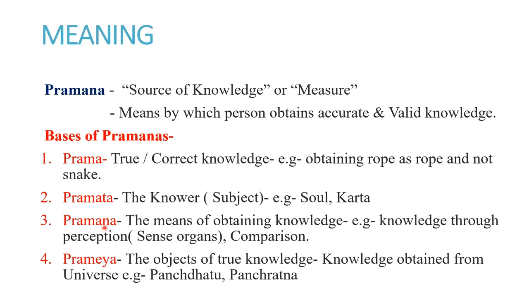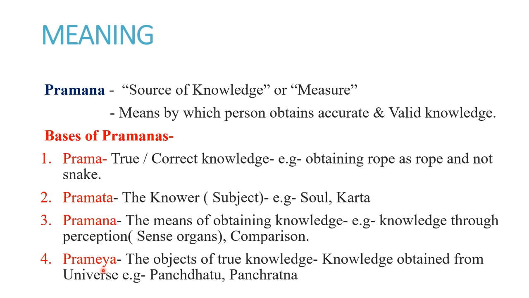Third is Pramana. Pramana means the means of obtaining knowledge, where we get the knowledge from or how we get the knowledge. There are five sense organs which give us knowledge: eyes, ears, nose, tongue and skin. So whatever knowledge is there around our world, we get through these five sense organs. So they will be called Pramana.